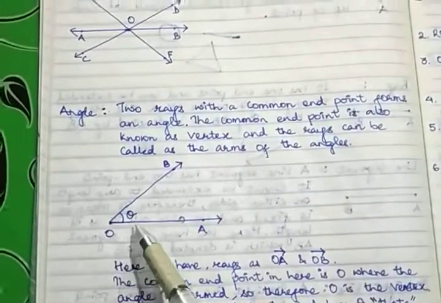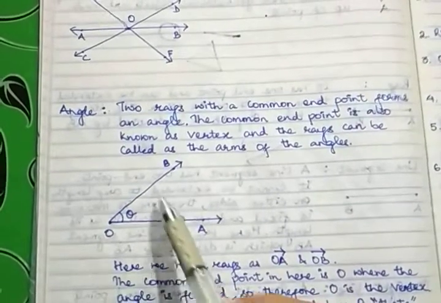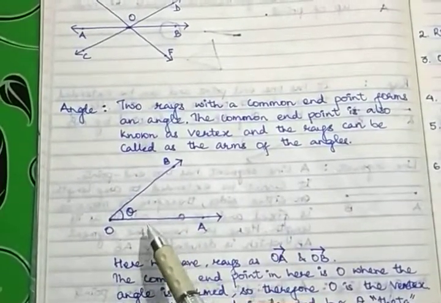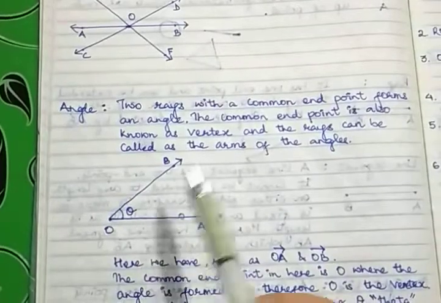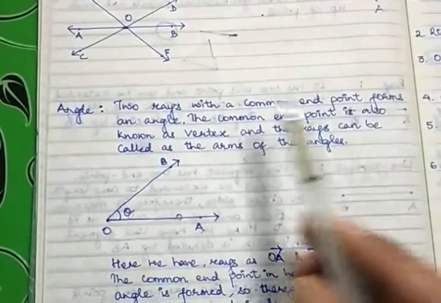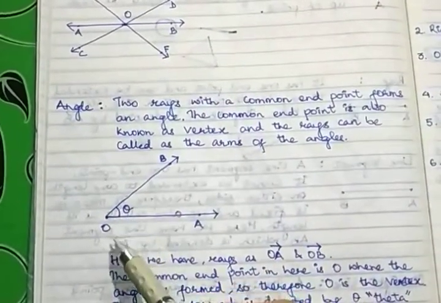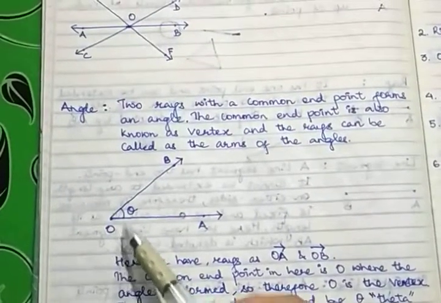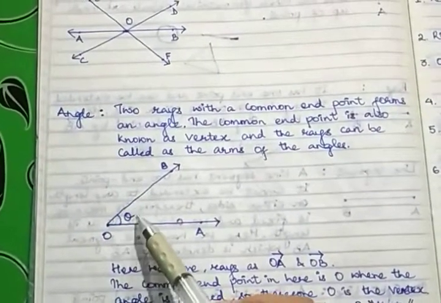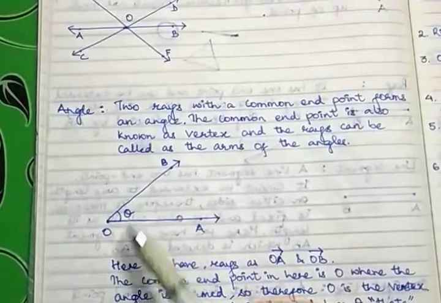Now see, as soon as two rays share a common endpoint, remember, for two rays, when they share a common endpoint, then they form an angle. So that is how an angle is formed. See, that is why I have marked an angle here and represented it with theta. Now this symbol is known as theta.